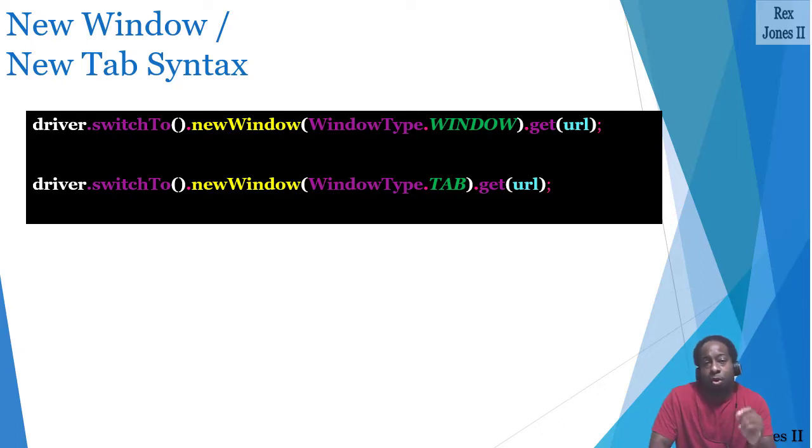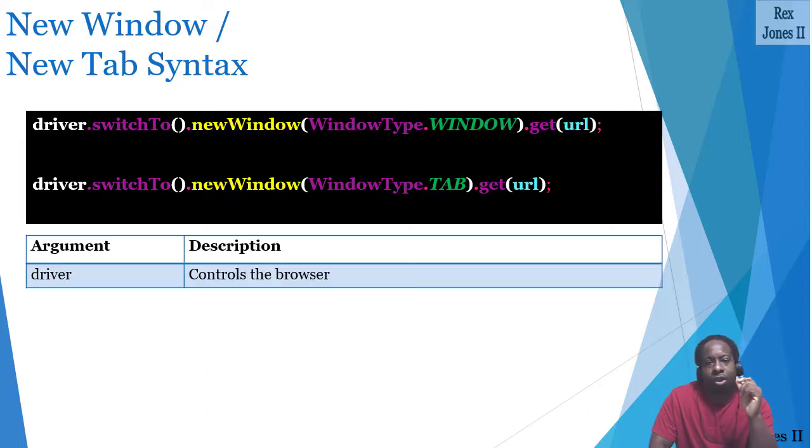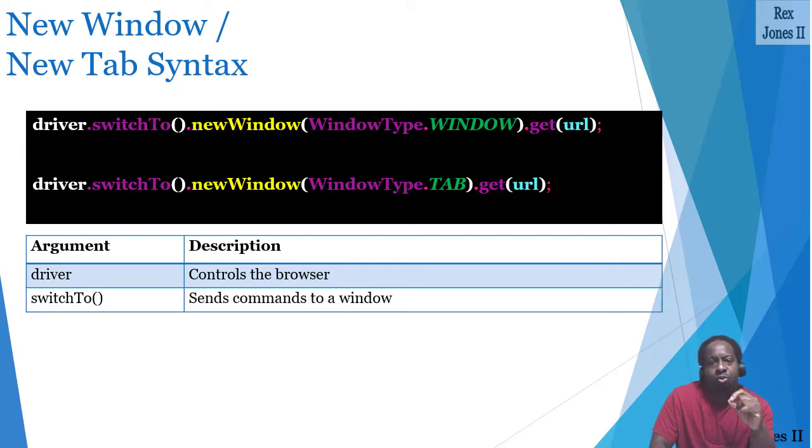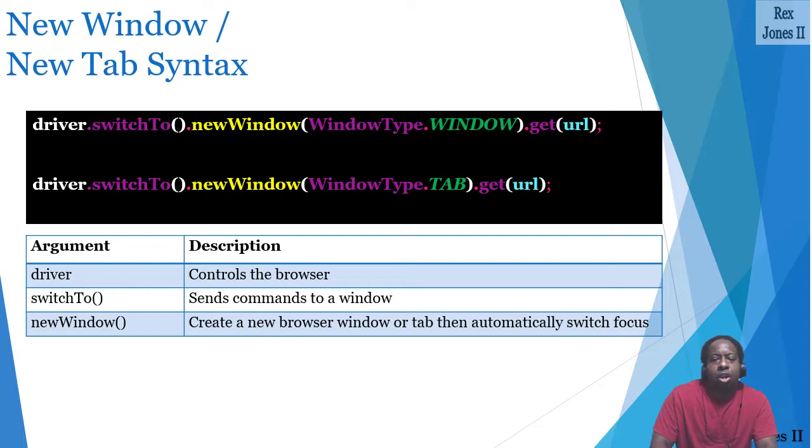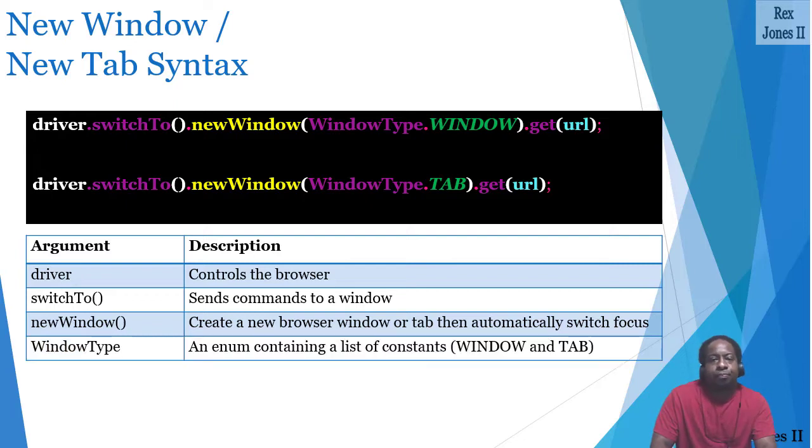Driver.switchTo().newWindow(WindowType.WINDOW or TAB), then get URL. Notice window and tab are written in green. Driver is used to control the browser. SwitchTo is a method that sends commands to a window. It switches focus between the windows. NewWindow is a method that creates a new window or tab, then automatically switches focus to that new window or tab. WindowType is an enum.